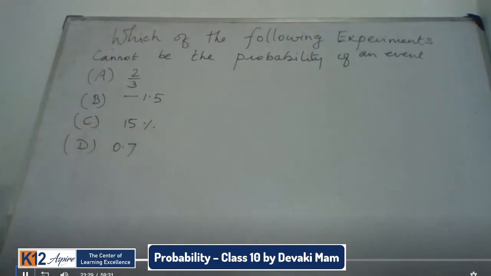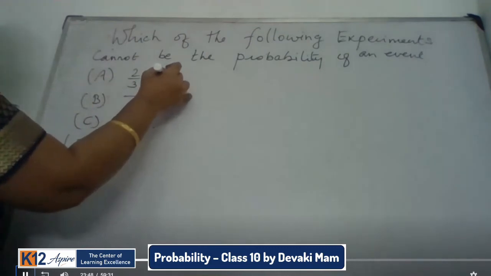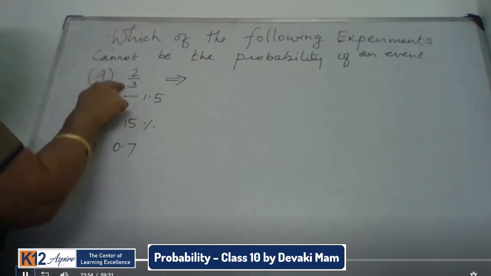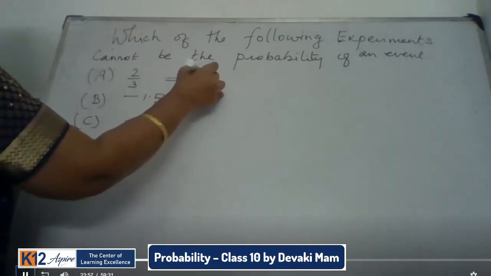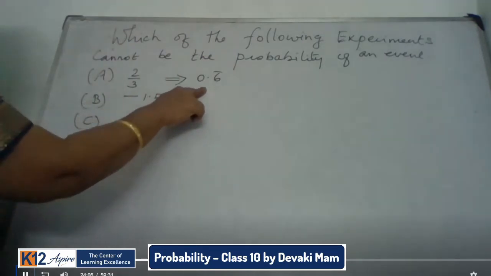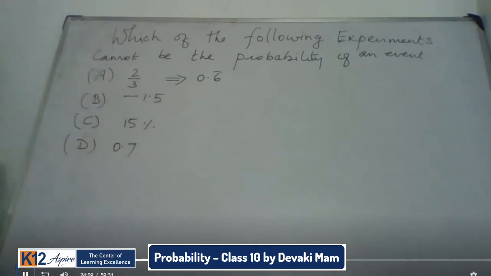Next question: which of the following cannot be the probability of an event? First one, A, 2 by 3 is given. The probability of an event can be in fractional form. If you divide 2 by 3, you are going to get 0.66, so surely we can get the probability easily. So it can be the probability of a sure event.